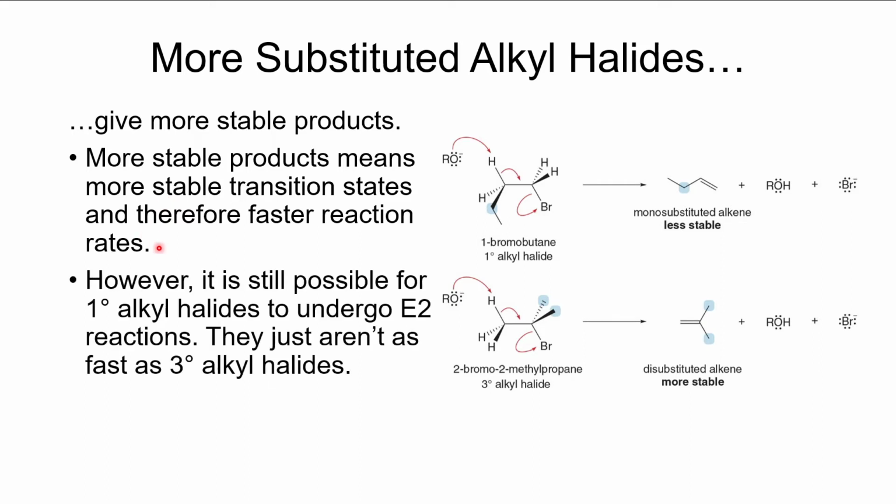However, I will say it is possible for primary alkyl halides to undergo E2 reactions. They're just not quite as fast. And I mention this because in the SN2 mechanism, for when we do substitution, we can only do methyl, primary and secondary. We can't do the tertiary. On this one, it's possible for primary, secondary, and tertiary alkyl halides to all undergo E2, but the tertiary alkyl halides go faster.